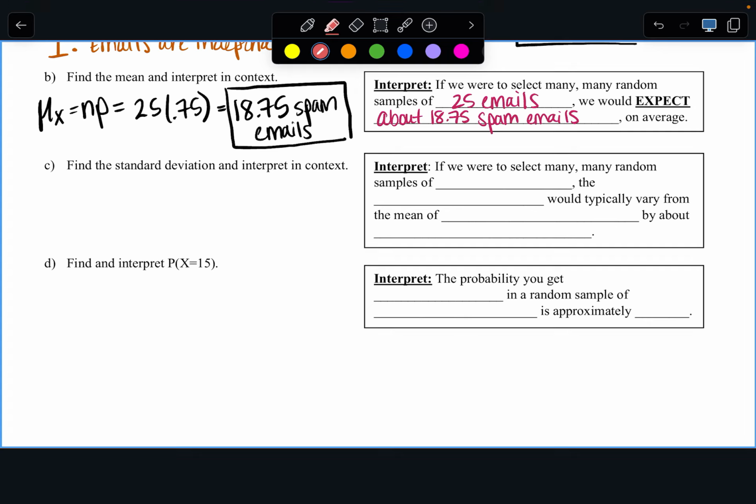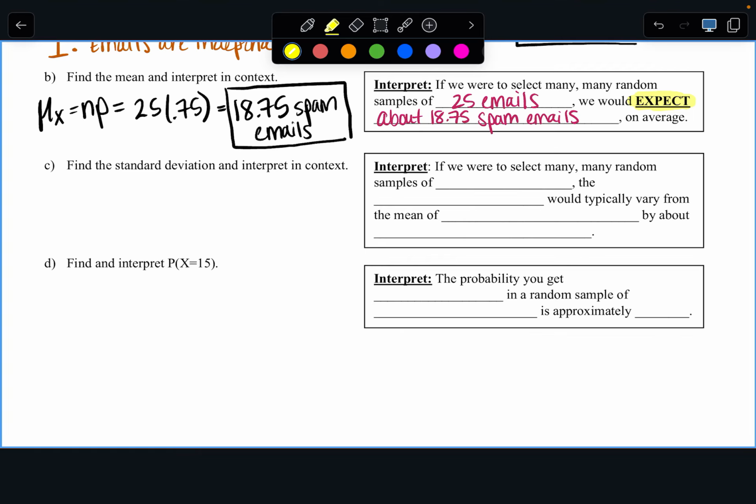And for my people who always ask me, what word do I have to have? You have to have expect. Remember, in stats, you don't want to ever say that something for sure is going to happen. So we always say that we predict it to happen, we expect it to happen, we believe that it should happen to be this, but it's not for certain going to be this every single time, 100%. So that's one of the words that you want to make sure you include.